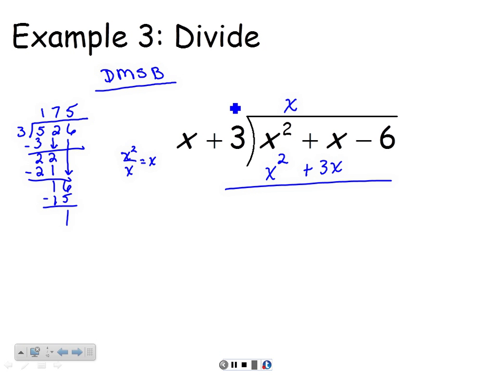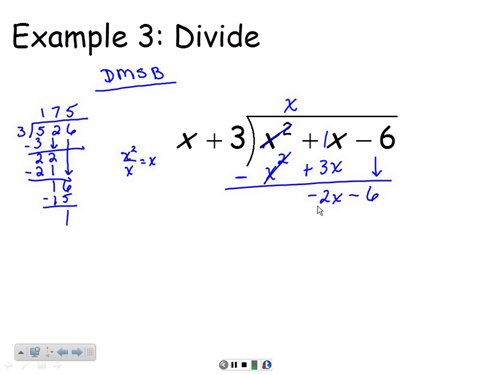So now we're going to subtract, but we have to subtract both of these. Well, x squared minus x squared, that goes to 0. They're opposites. X squared minus x squared goes away. And then x minus 3x. Remember, we're subtracting. X minus 3x is going to give us a negative 2x, because there's a 1 here. And then B stands for bring down. So we'll bring down that negative 6. And we start the whole process over.